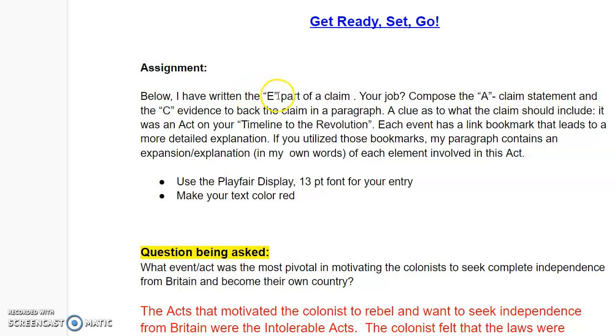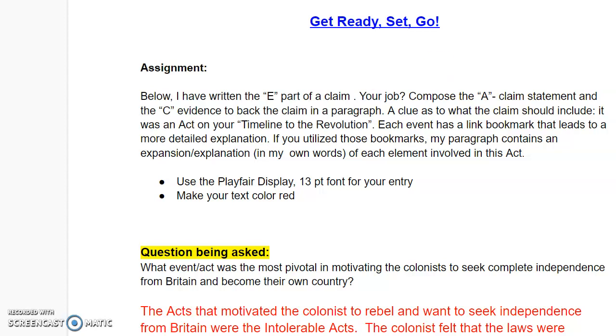Below, I have written the E part of a claim. I have expanded on the evidence. Your job was to compose the A, claim statement, and the C, evidence to back the claim, in a paragraph. So the A and the C go together in one paragraph. A is your claim, C is just evidence. That's all it is. A clue to what the claim should be: it was an act on your timeline to the revolution. Each event has a link bookmarked that leads to a more detailed explanation.